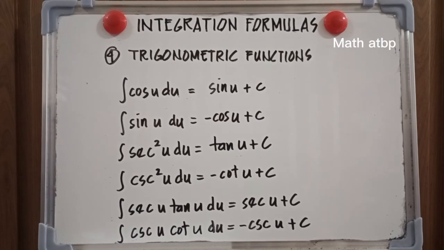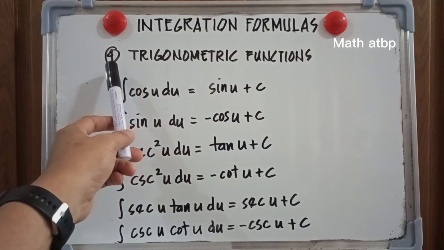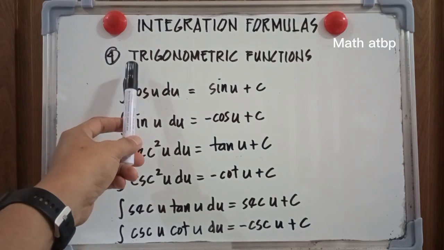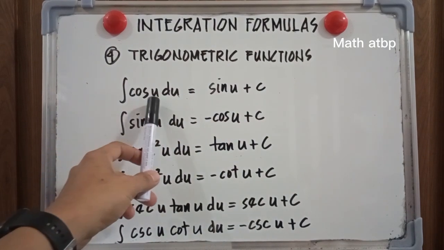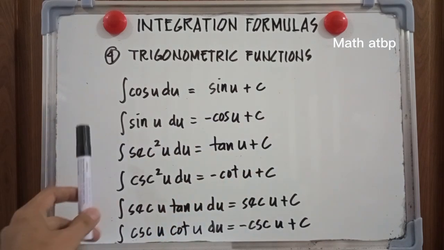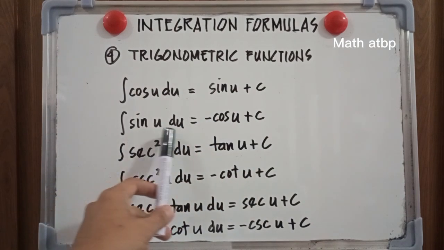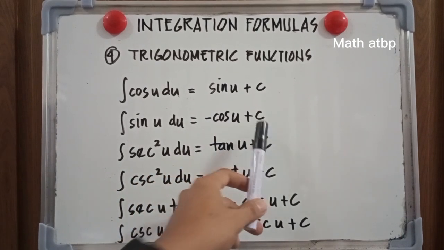Hi, let us continue studying integral calculus. Now, for our fourth integration formula, we have here the trigonometric functions. The integral of cosine u du is equal to sine u plus c. The integral of sine u du is equal to negative cosine u plus c.